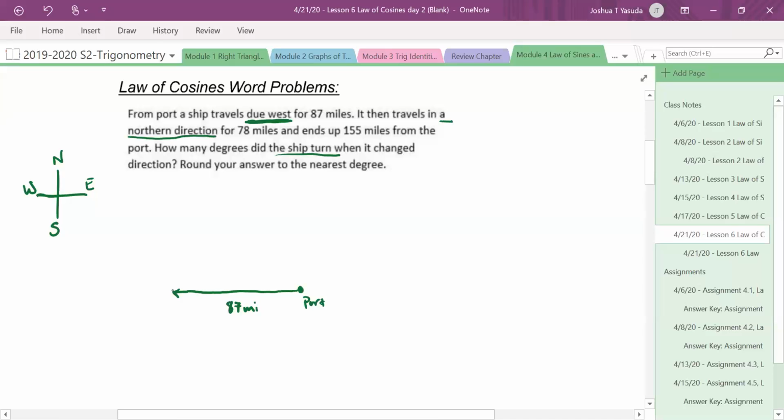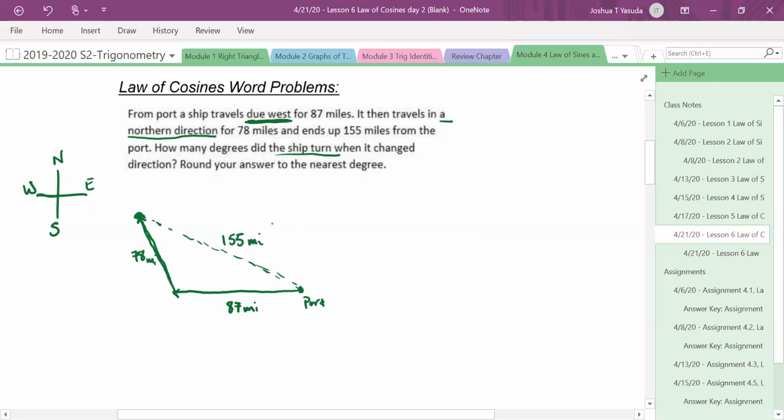Then we're going to turn, it says in a northern direction. I'm just going to turn in the northern direction, okay? You say, how do you know it goes that much? I don't know. I'm just making stuff up here. So it goes in a northern direction. That's 78 miles. And then it goes for 78 miles that way, and then apparently it just stops. Maybe it gets to where it needs to go, and the distance away from the port is 155 miles.